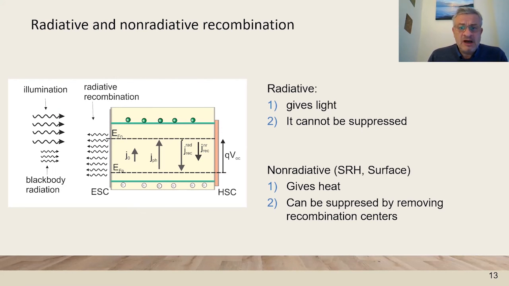So that basically we have two mechanisms. The radiative recombination gives light, and this is the essential recombination in a semiconductor. And the non-radiative recombination produces heat, and it can be suppressed by removing recombination centers.